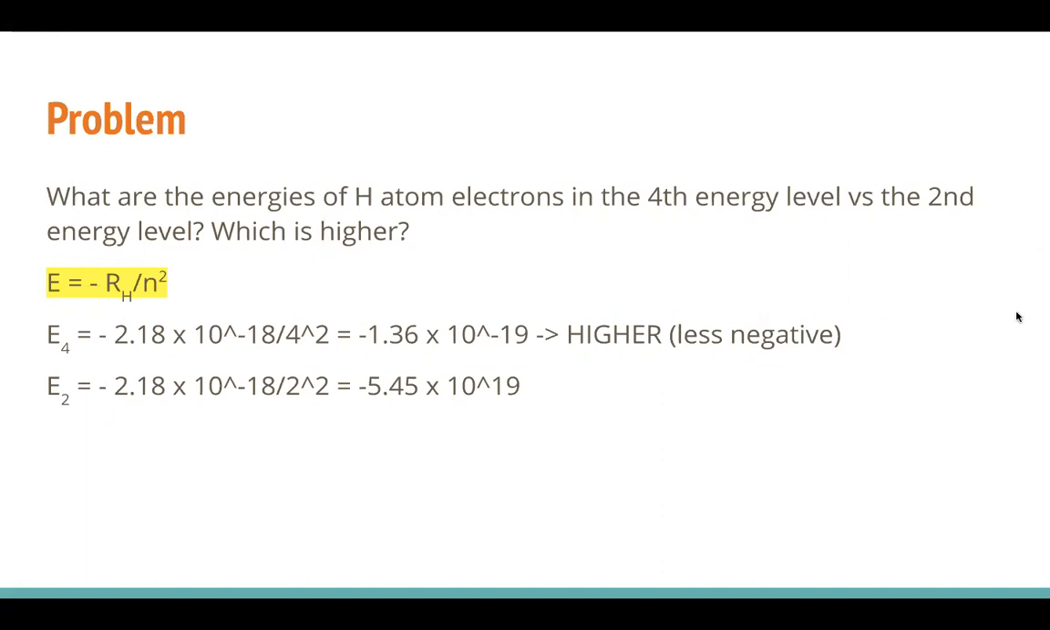But if you do use the equation, you will find that although it looks like the answer for the fourth energy level should be lower, it is actually higher, because minus 1.36 is less negative than minus 5.45. So if you ever have to do this equation, keep that in mind, because it tripped me up a lot when I took chemistry in my first year.